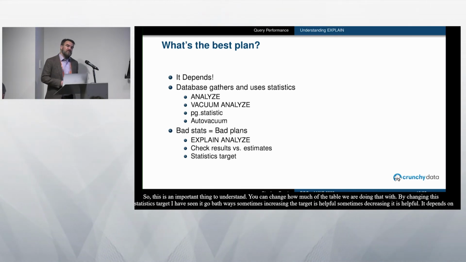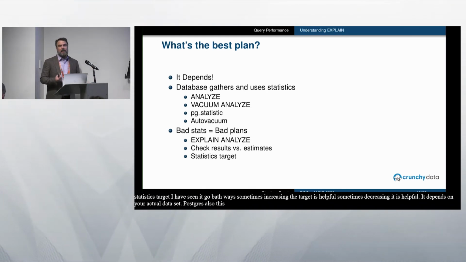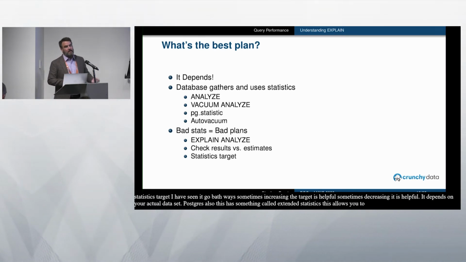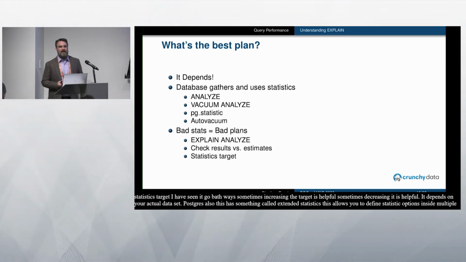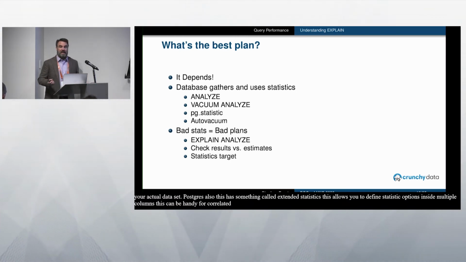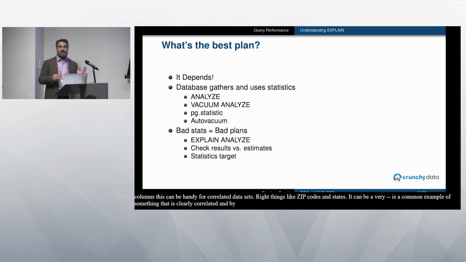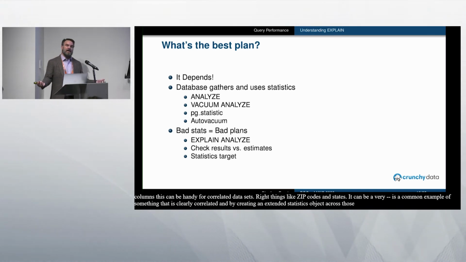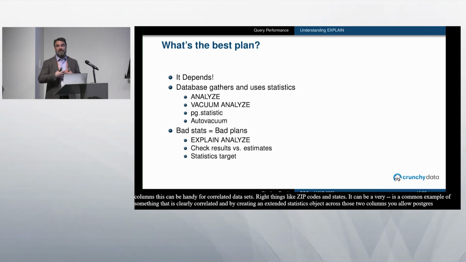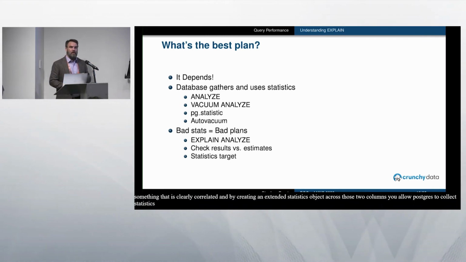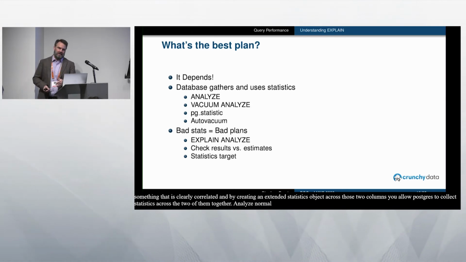Postgres also these days has something called extended statistics. This allows you to define statistics objects across multiple columns inside of a table. This can be really, really handy for correlated data sets, right? Things like zip codes and states are a common example of something that's clearly correlated, and by creating an extended statistics object across those two columns, you allow Postgres to collect statistics across the two of them together. Analyze normally looks at each column independently, right?